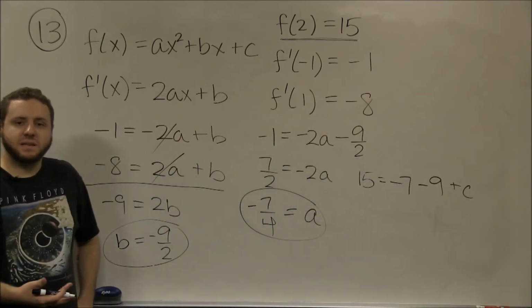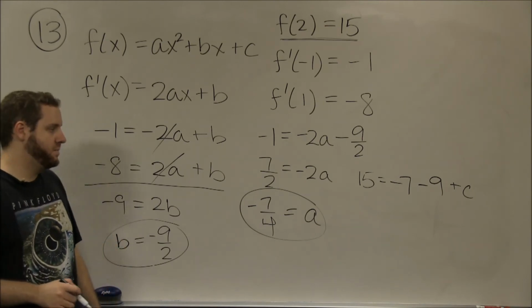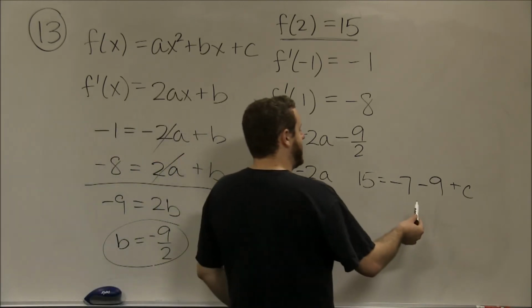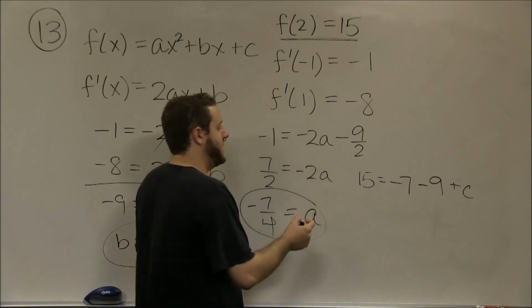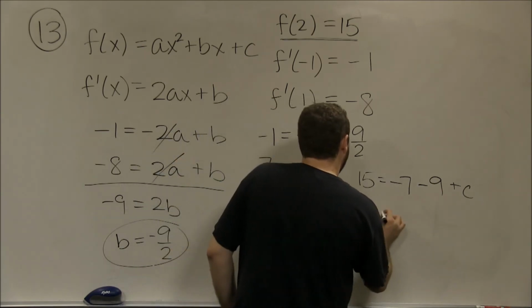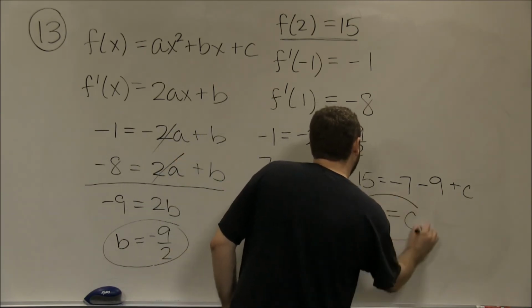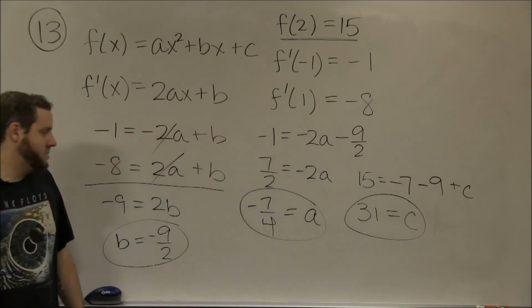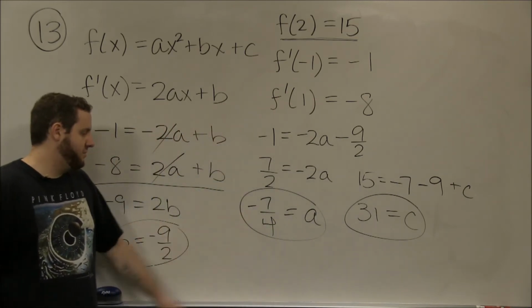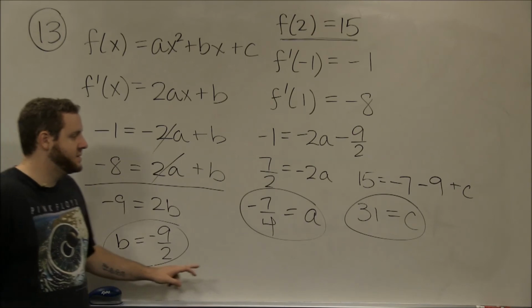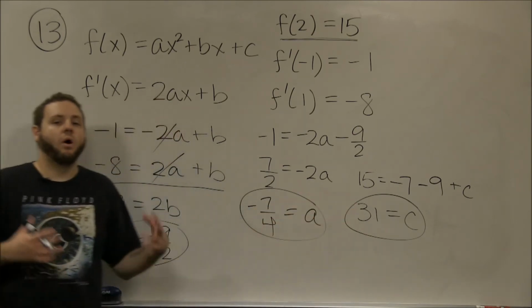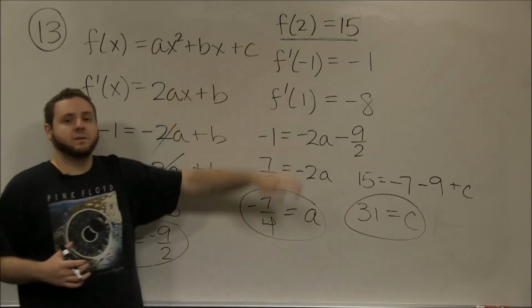So as you can see, this is now another pretty simple algebra equation. Negative 7 and negative 9 would be negative 16. So if we add that over, we would get 31 for c. So our values of a, b, and c are negative 7/4, negative 9/2, and 31 in order for all of these conditions that we were given to be true.